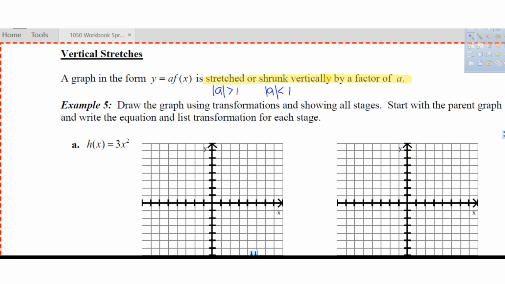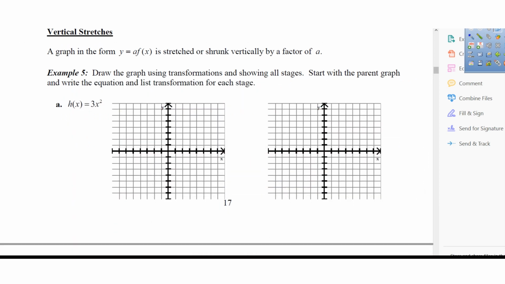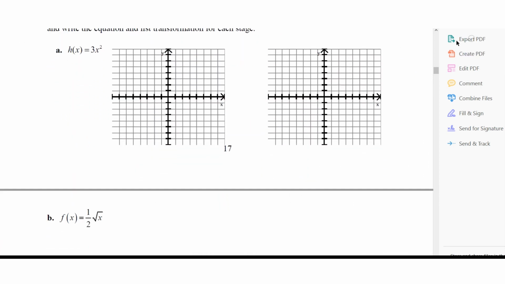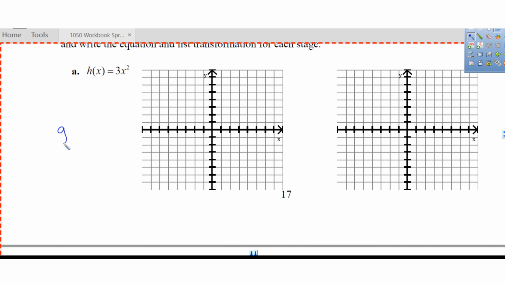All right, so let's do this. Let's do question A. So we're going to start with the parent. I'm going to call the parent g of x or something. g of x equals x squared. Why did I write that? Because it's the parent. Pencil at the origin, right 1 up 1, left 1 up 1, right 2 up 4, left 2 up 4, draw that in. Okay? The equation for the final graph is h of x equals 3x squared.